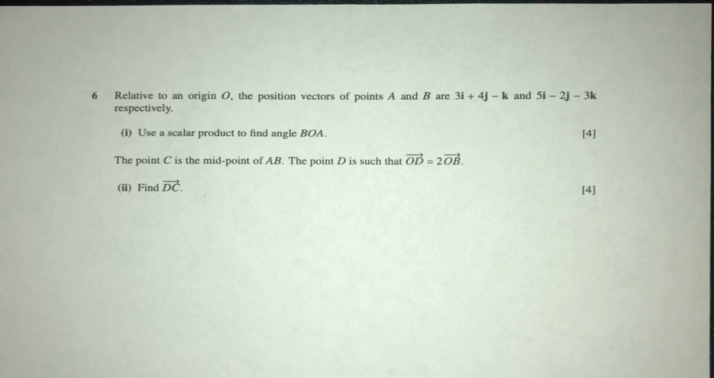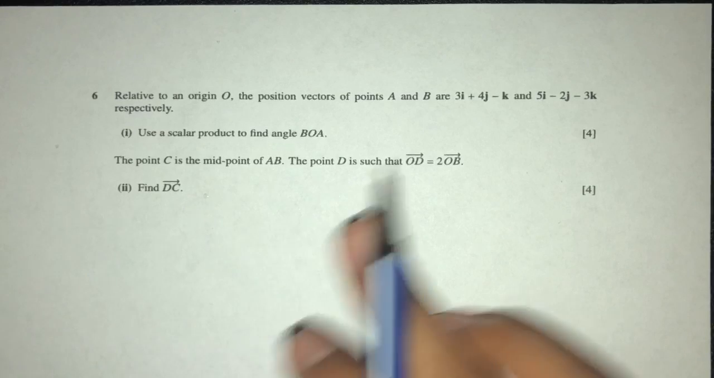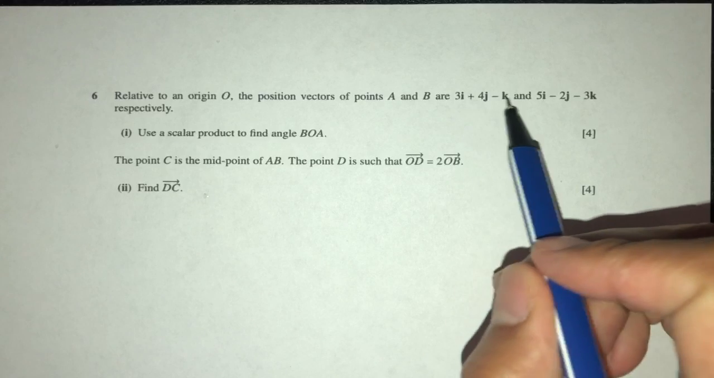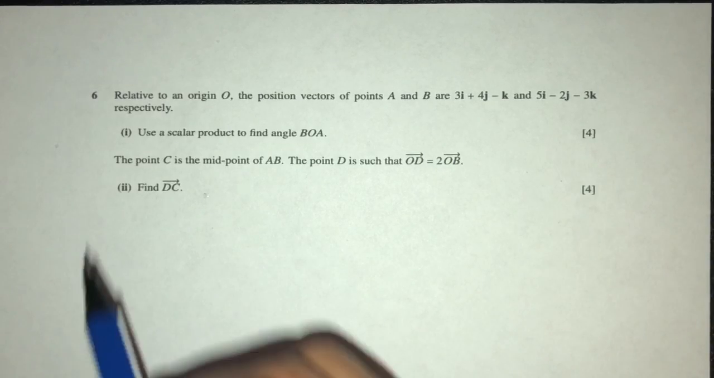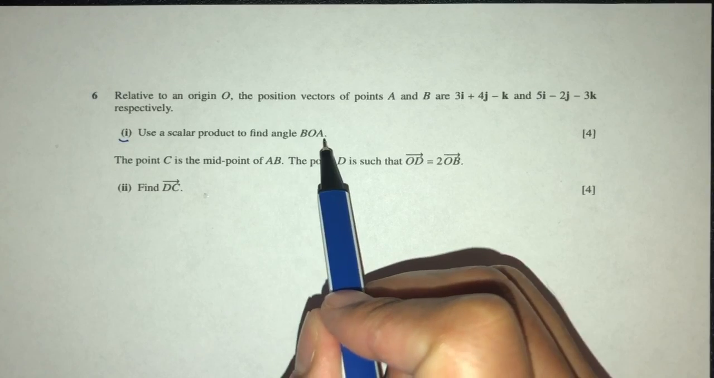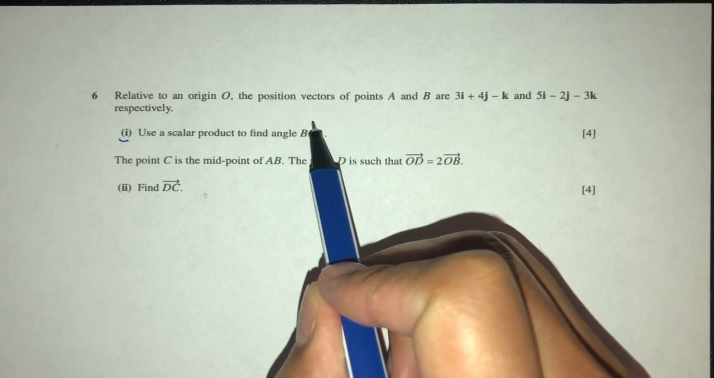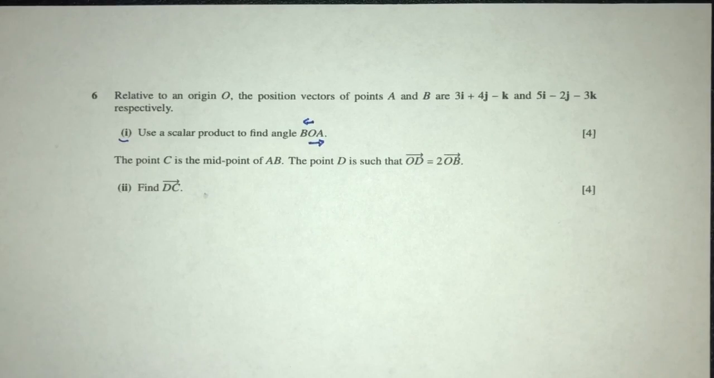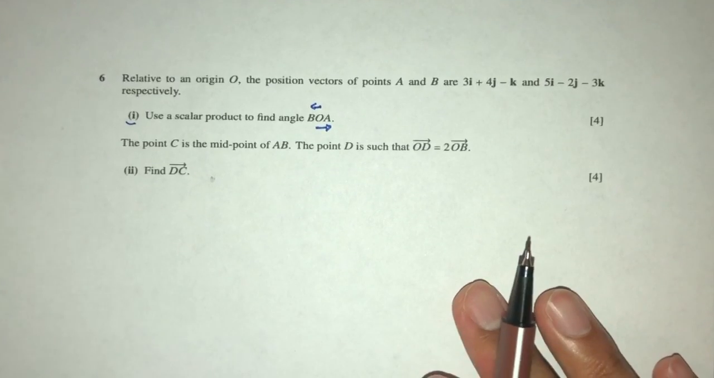Let's move on to the next question. So relative to the point O, the position vectors of points A and B are given to you by these two. So we understand that the vectors OA is this, OB is this. Now part 1, we have to use scalar product to find the angle BOA. So from O going to B, O going to A, we have those two directions already. We just have to find the angle BOA. So how would you do this?